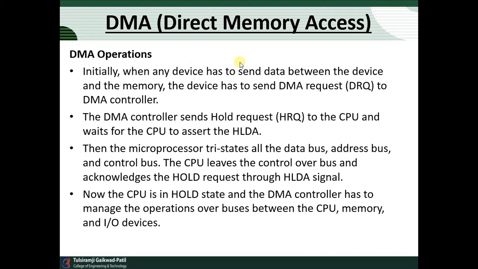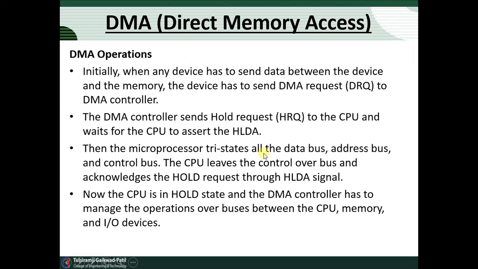Now, how are DMA operations performed? Initially, when data is to be sent between the device and memory, the device has to send the DMA request, called DRQ, to the DMA controller. Whenever the device wants to send data, it first sends the request to the DMA controller. Now the DMA controller, on receiving the signal from the device, sends the HOLD request to the CPU and waits for the CPU to accept it with HLD.